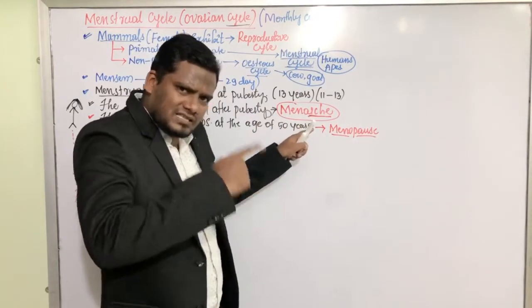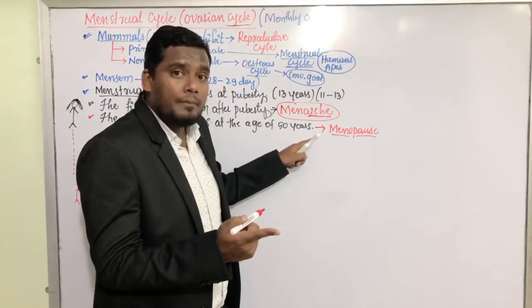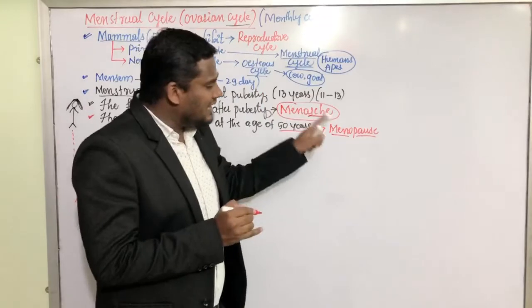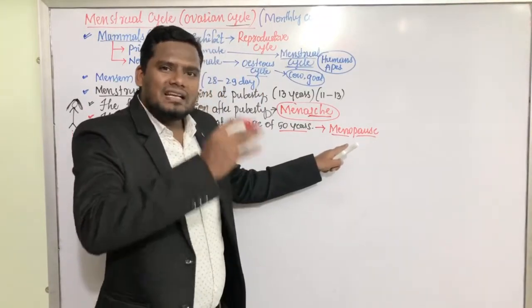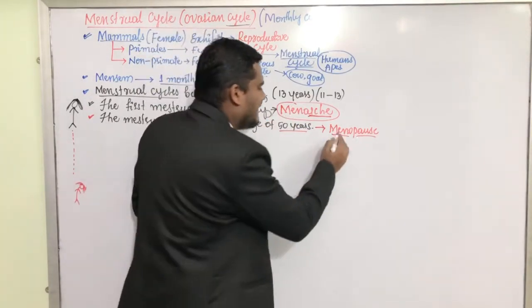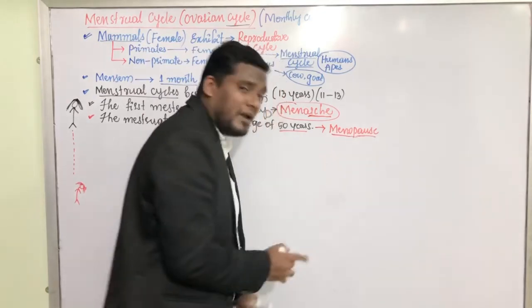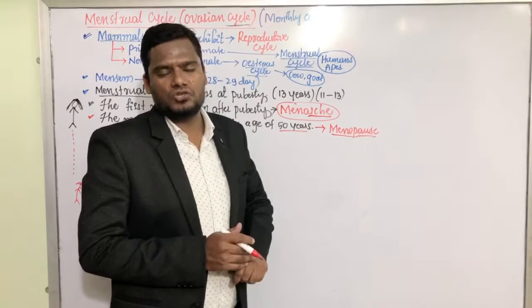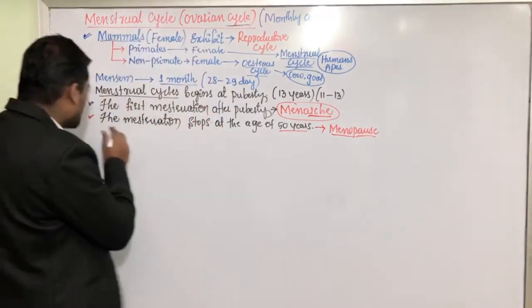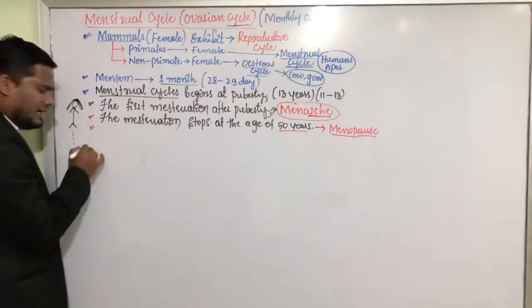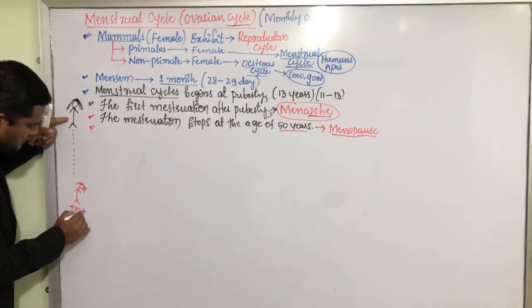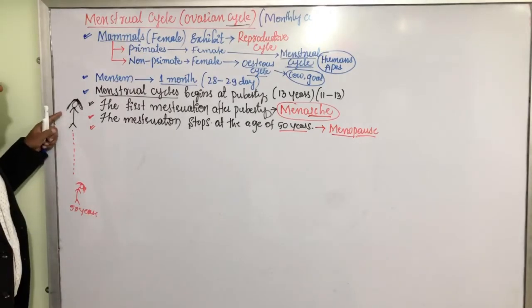जैसे ही वो लड़की 50 साल की हो गई, अब उसको लड़की नहीं बोल रहे, बूढ़ी बोल रहे. तो 50 साल की होने के बाद, then the menstrual cycle, they get stopped. Then that stopping of menstrual cycle phenomenon, it is called as menopause. Menstrual cycle continues from puberty up to the age of 50 years.